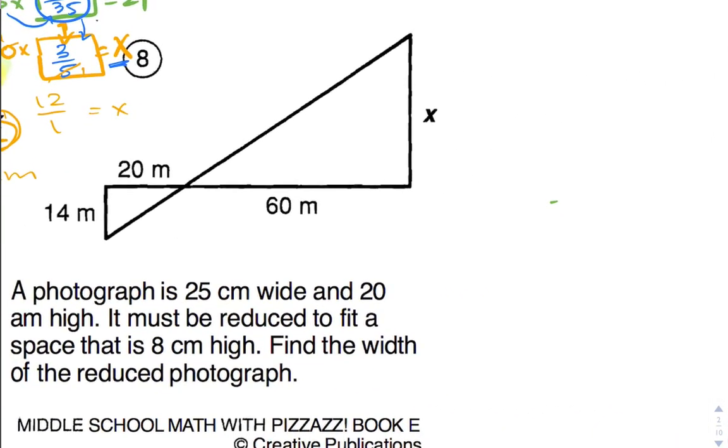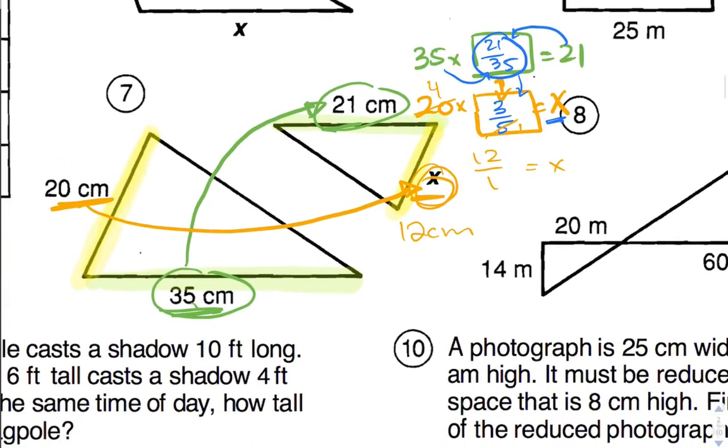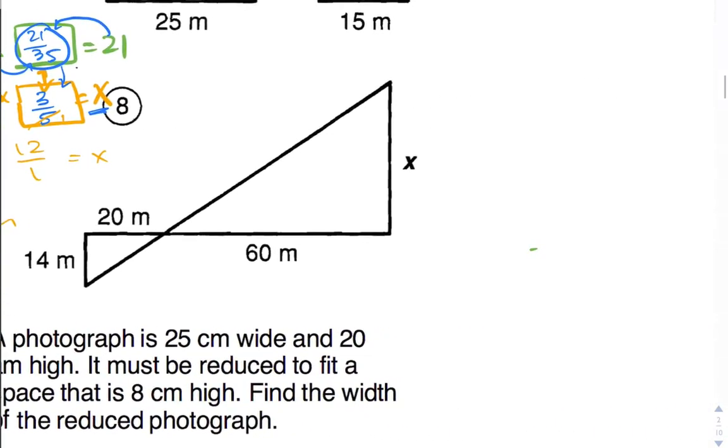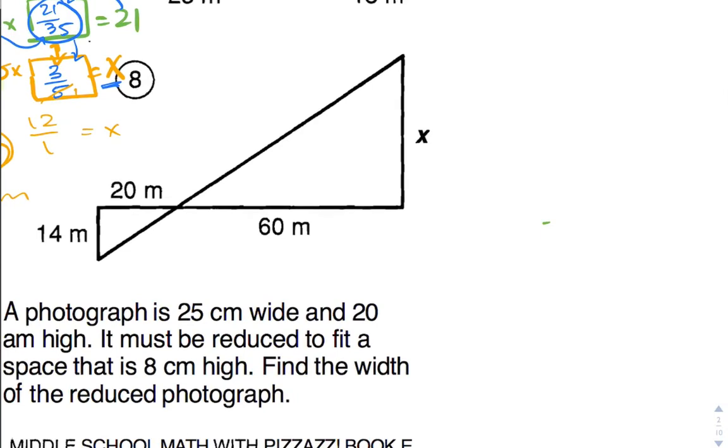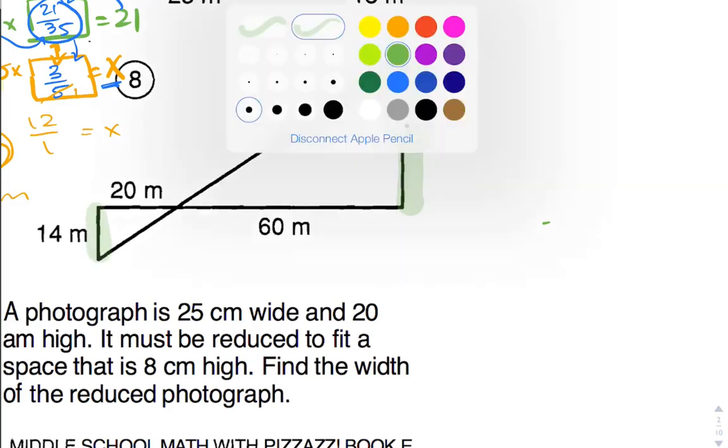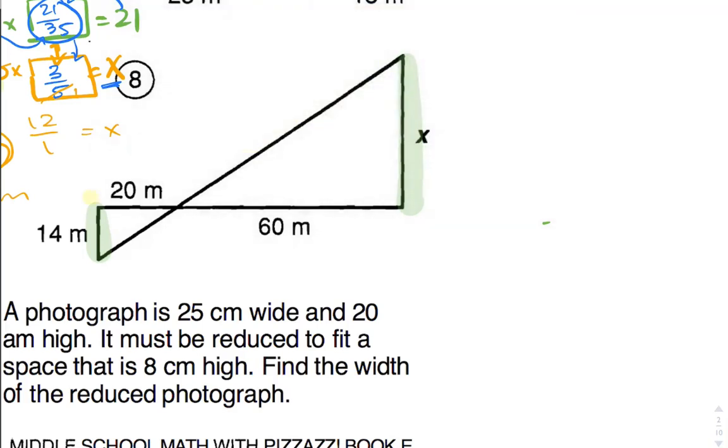If you need to, pause and rewind as I go through this, because I know I go through it fairly quickly. Okay, number 8, I'm going to do much of the same things. I'm going to highlight my corresponding side lengths. X should match my 14. Those are matching pairs. Then I've got 20 and 60. Those are corresponding side lengths. Again, I'm always going to go towards my variable. So 20 to 60, and then 14 to X. Small to big both times.